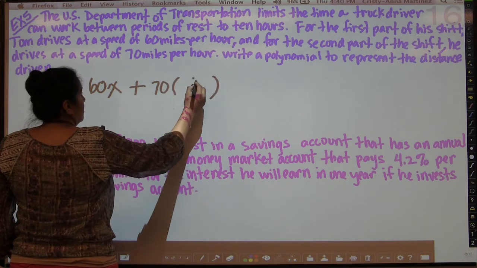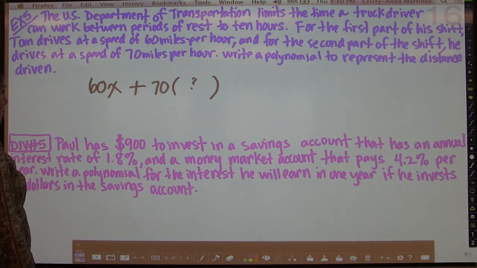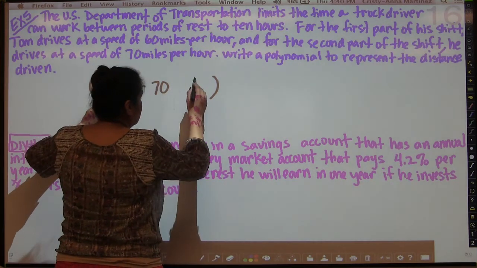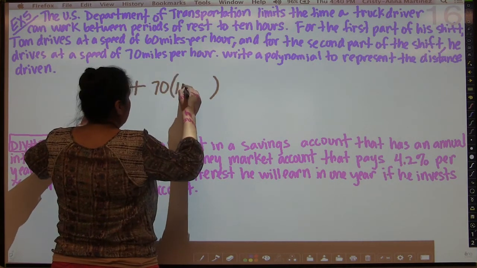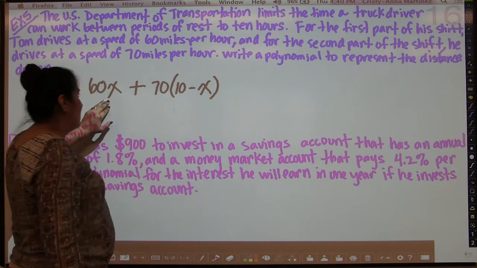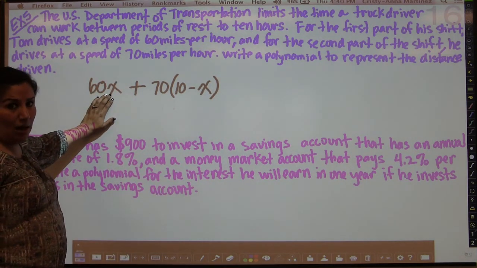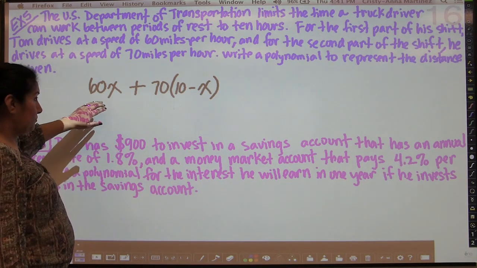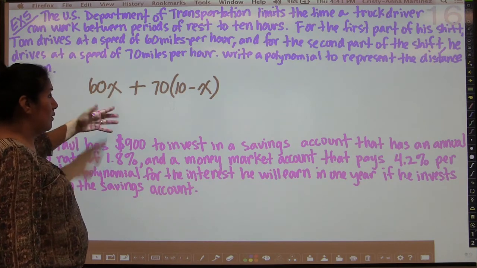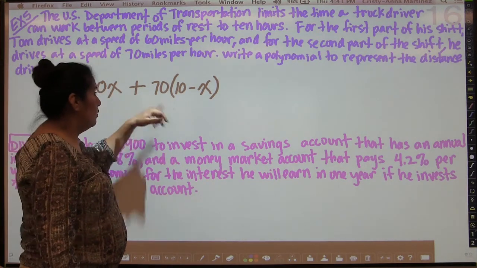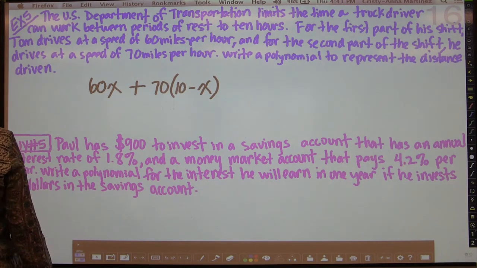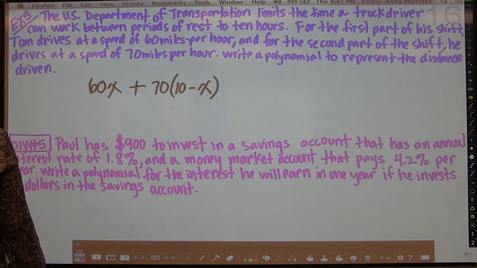But the question is, how many hours are the second shift? Well, we know that the total shift can only be 10 hours. And if this is already x, then this would be 10 hours minus whatever x is. In other words, if the first shift happened to be 3 hours, then he would only have 7 hours left to work the second shift, because 7 and 3 would be 10. So in other words, 10 minus the 3 would equal 7. So that's kind of how that works. You get 60x plus 70 times 10 minus x. And that's basically your expression.